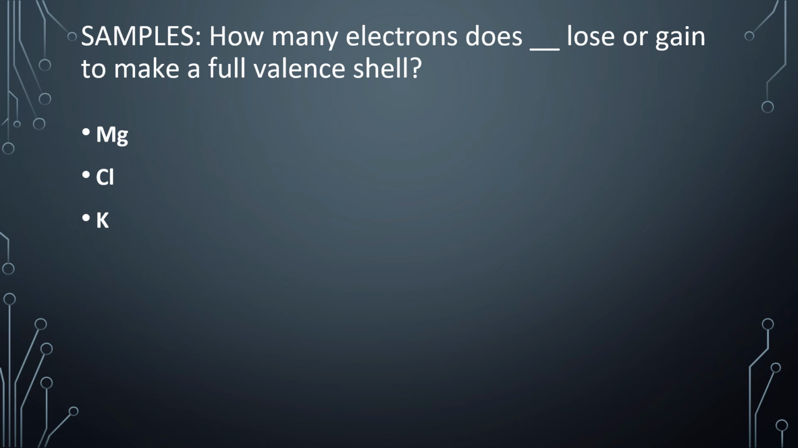Chlorine will gain 1 electron to behave like argon. So it will have a 1 minus charge because it has 1 extra electron than the original. Potassium will lose 1 electron to behave like argon. So its oxidation number is 1 plus.